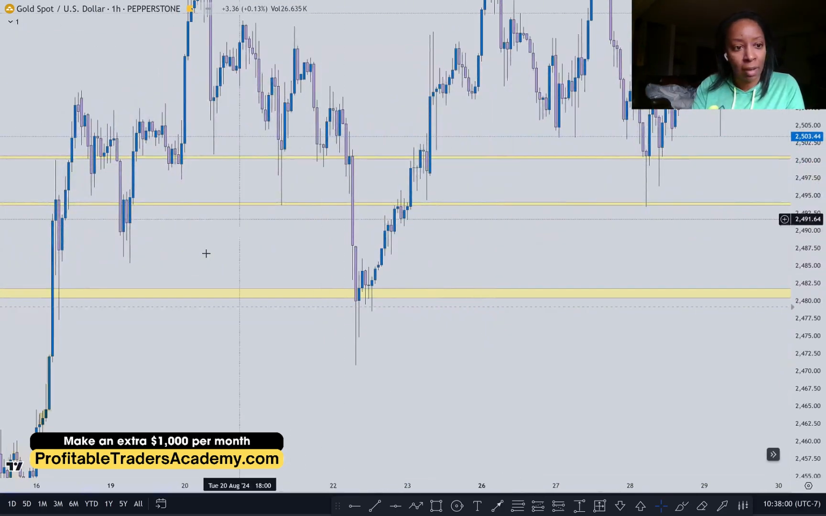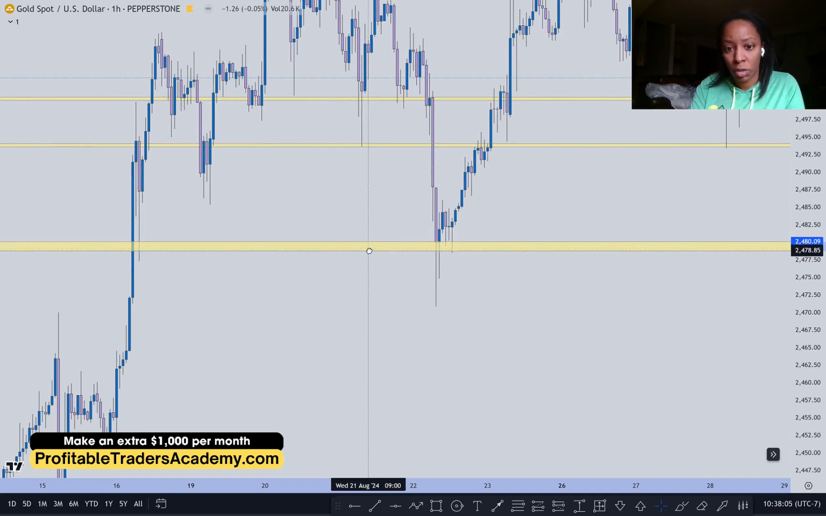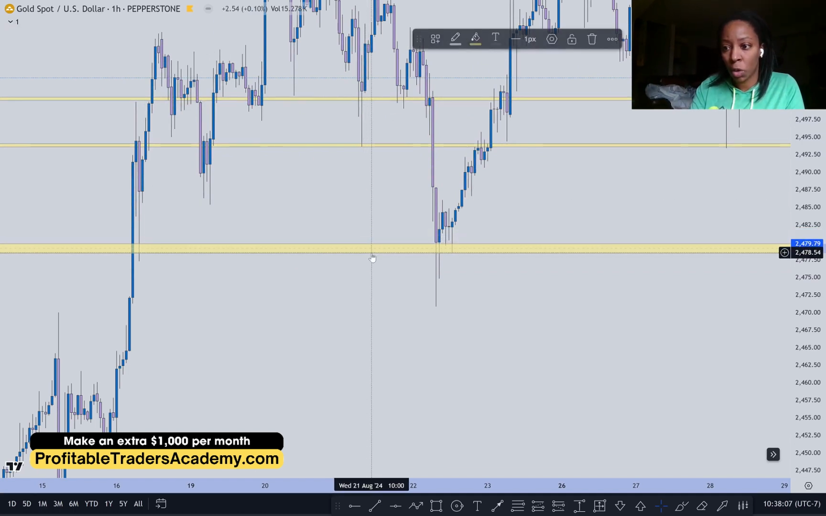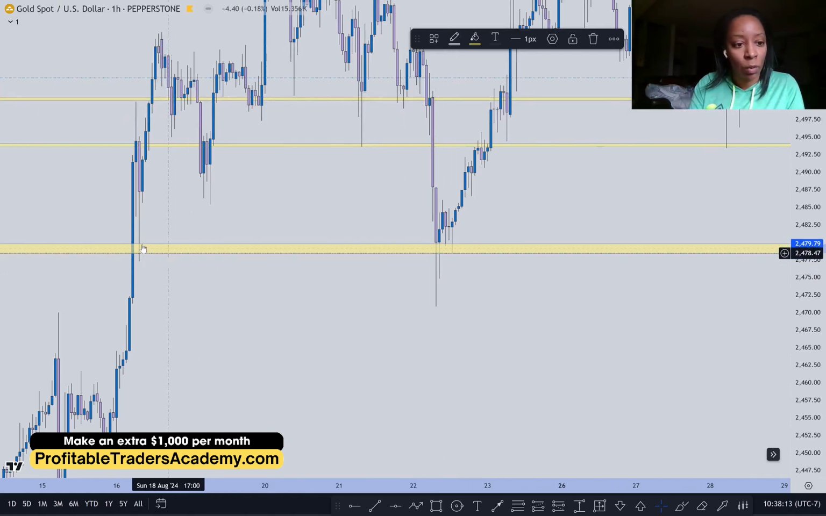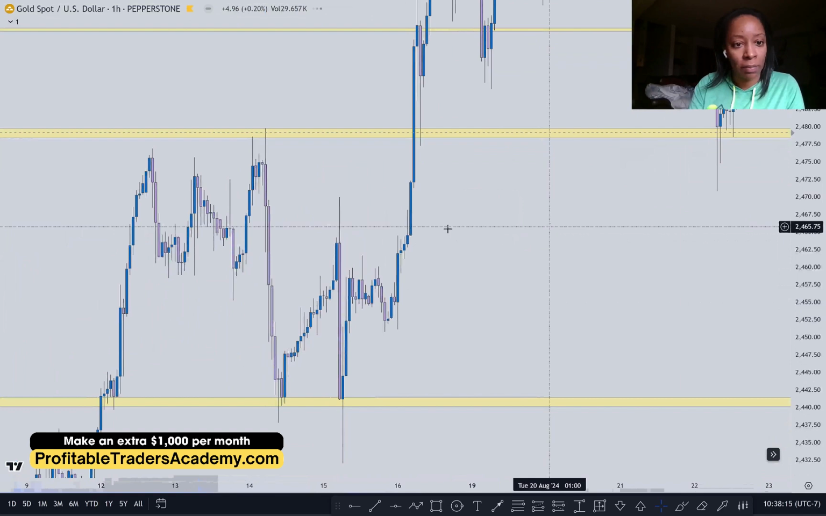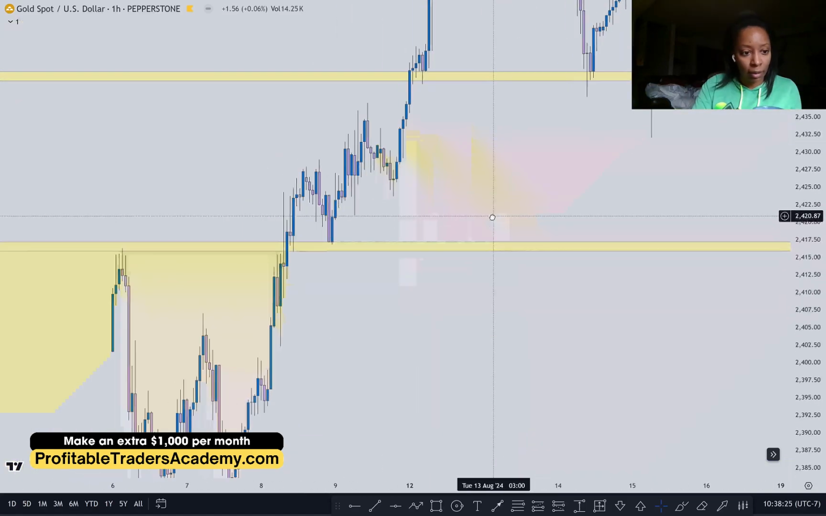Makes perfect sense. So if I'm scrolling over, I actually do want to move this down just a little bit more. So it's kind of moving away from that 2480, but it's still in the zone. We got all these rejections right in here. A nice rejection there, so that looks good. Right here, we got rejections also on the opposite side in this zone. So this is still looking good.